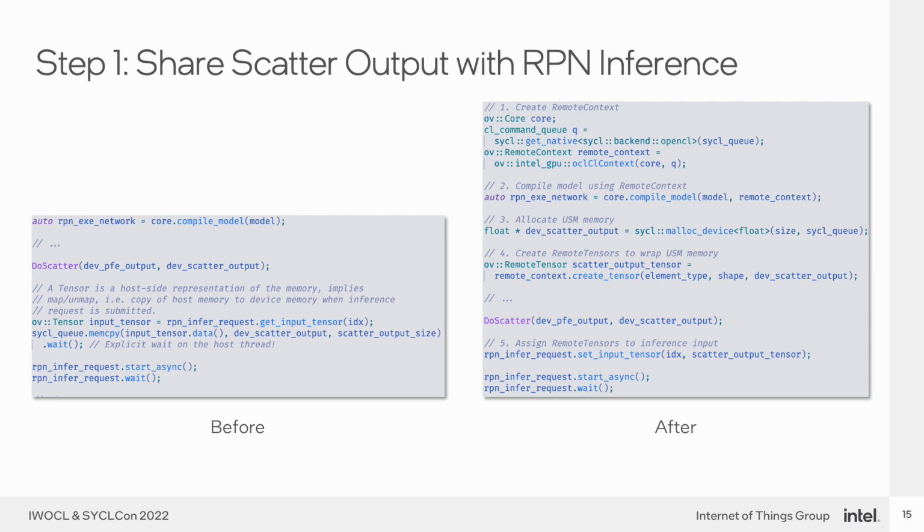On the right is the optimized code. And in the code comments, we're referring to the steps of the recipe we discussed a few minutes ago. I hope it's clear that aside from the initial code setup to create remote context and remote tensor instances, there isn't much changing to the code. We remove the memcopy call and replace it with a simple assignment of the wrapped unified shared memory pointer as the input for inference.